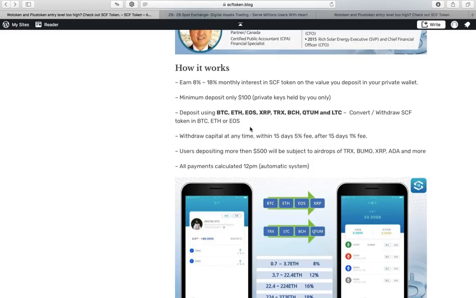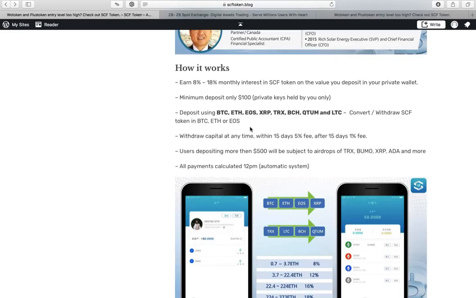So with SCF, you can earn from 8 to 18% monthly interest. And the minimum deposit is only $100. And you can deposit with Bitcoin, Ethereum, EOS, Ripple, Tronix, Bitcoin Cash, and more. Litecoin, Qtum. So those are the coins they will be offering. But as of today, and today's March the 19th, you can deposit with Ethereum only.